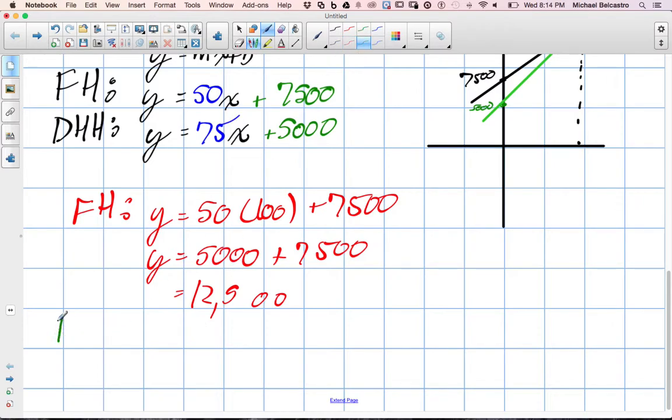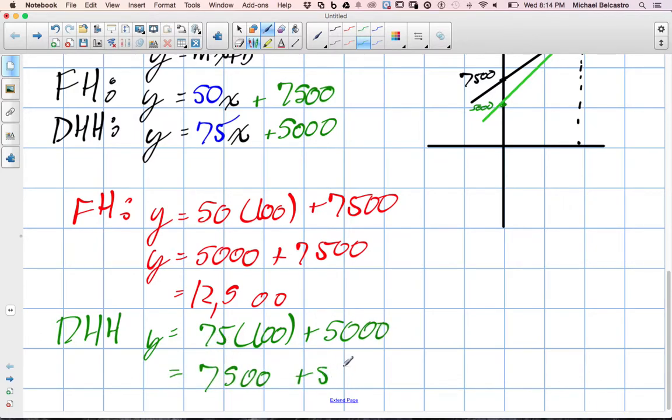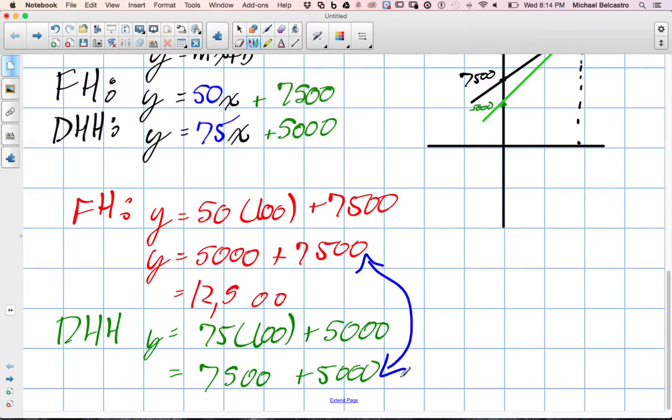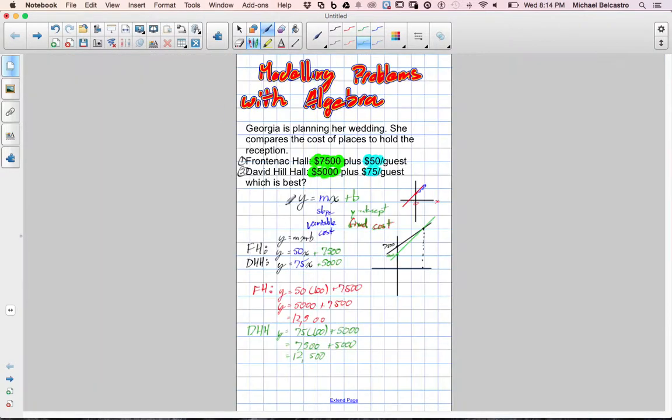Let's try that again with David Hill Hall here. Y is equal to 75 times those same 100 people plus 5,000, and we test it out. This becomes 7,500 plus 5,000, and already this and this are the same thing. They're just in different order. 5,000 plus 7,500. So we already know that the answer here would be 12,500. So that's your equilibrium, they call it in business.